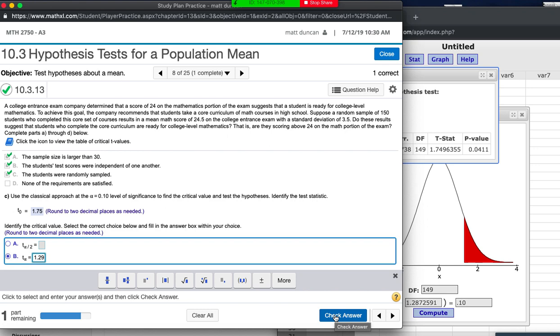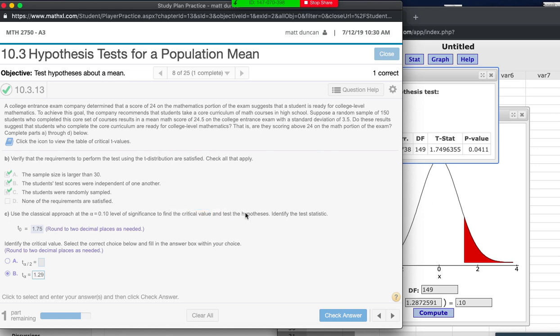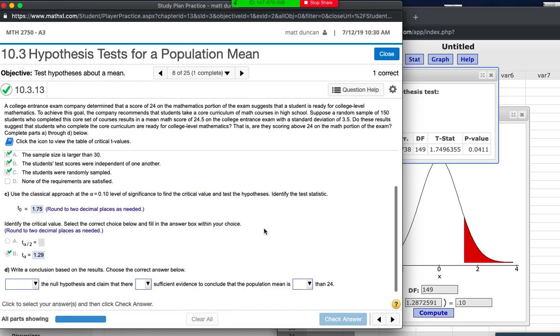I don't think it should have been asking you a lot about the critical value and test statistics. We've tried to eliminate those. So don't get too caught up. But this is what you're talking about. Okay.